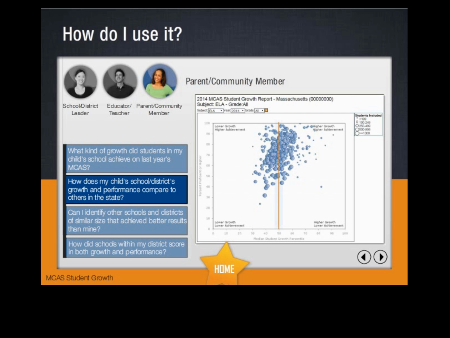The median SGP for the state is always at the 50th percentile, and school or district medians higher than the 60th percentile or lower than the 40th percentile are considered to be significantly different than typical growth. When you view the median SGP for a specific grade or subject, you may be able to see where your child's school is achieving growth that is significantly higher than typical growth.